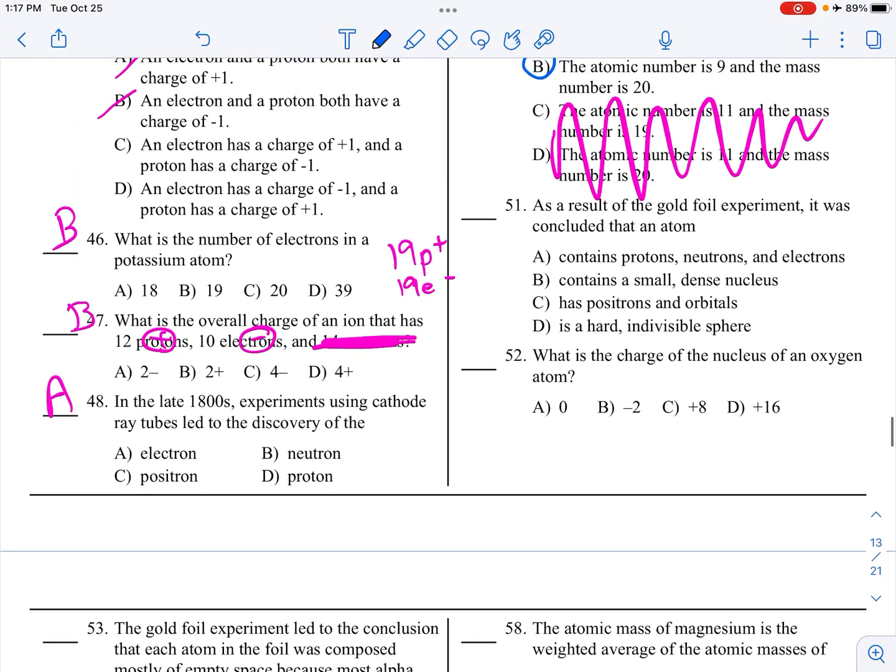As a result of the gold foil experiment, it was concluded that an atom contains a small, dense nucleus. What is the charge of the nucleus of an oxygen atom? Oxygen has 8 protons and 8 neutrons. However, the only ones with charge are protons, so it's going to be plus 8.